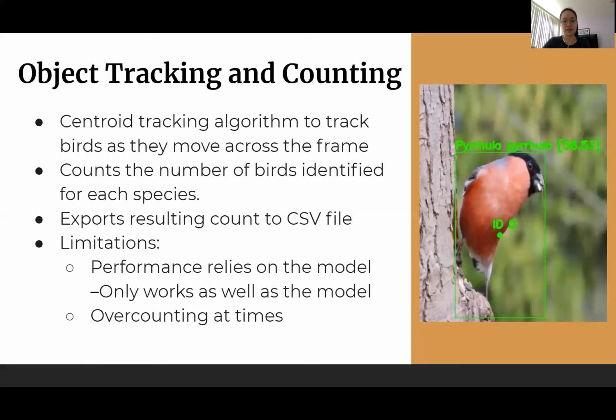And our main limitation is that the tracking and counting only works as well as the model. So the better the model, the better the tracking and counting. And also, despite what we've done to reduce overcounting, it does occur at times, but it is mitigated a bit by the undercounting that happens because the model isn't quite accurate enough for some birds.